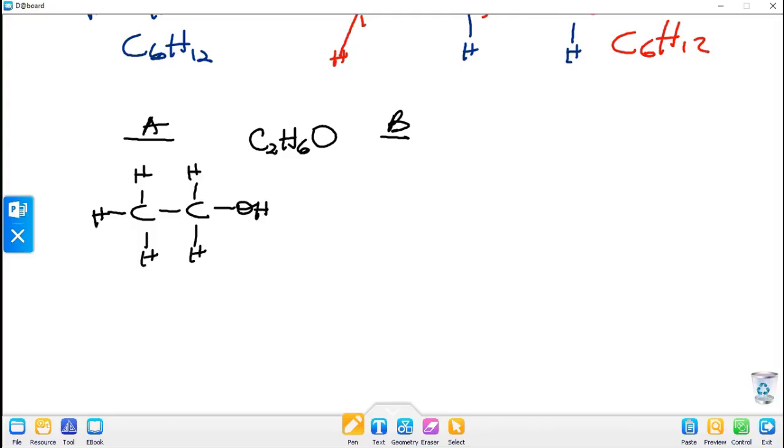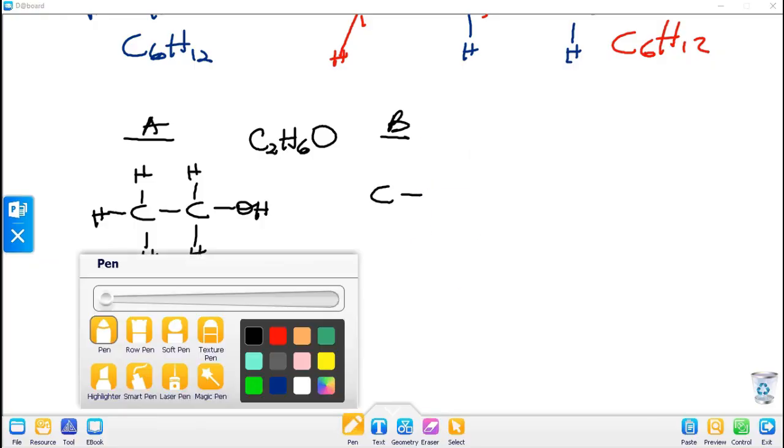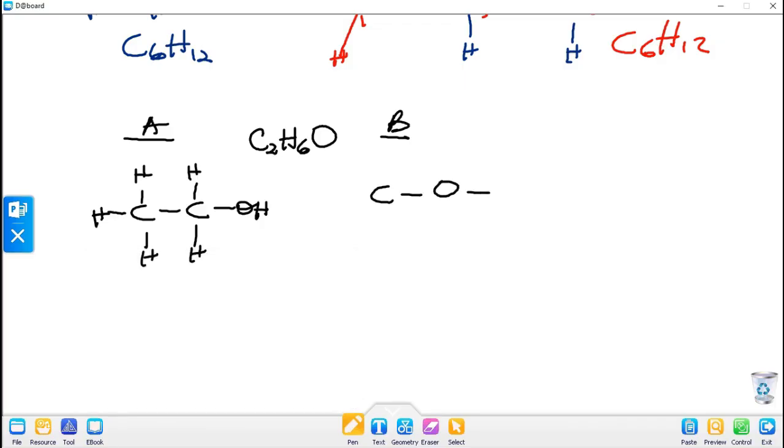Now, compound B has the structure C, C, H, C, O, C, H. This is compound B. So let us look at what compound B is and what compound A is. They both have 2 carbon atoms, 6 hydrogen atoms, and 1 oxygen. That is actually what they have.